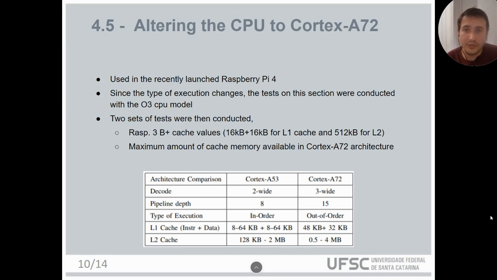We also would like to test an improvement in the CPU architecture, so we tested a change of architecture from the Raspberry Pi 3 to the architecture used in the Raspberry Pi 4, which is the Cortex A72. So we can see in the image the comparison between these two architectures, and we made two sets of tests. The first one used the same cache values which we had on the Raspberry Pi 3B Plus, and in the second set of tests we maximized the amount of cache available in this architecture.